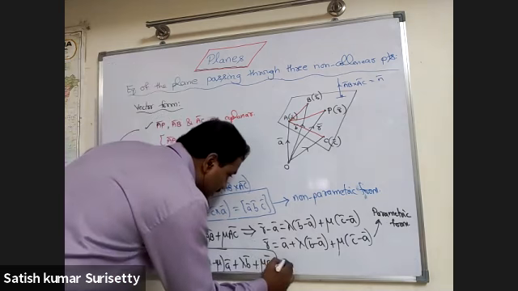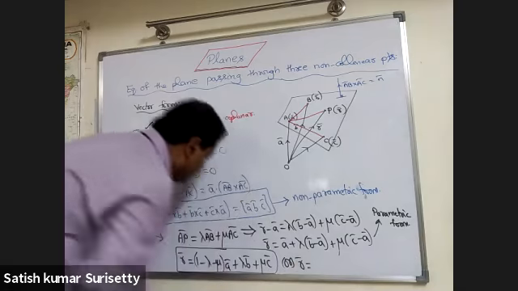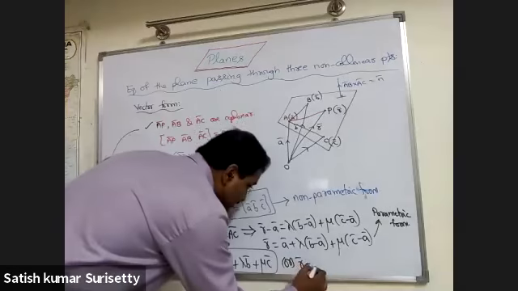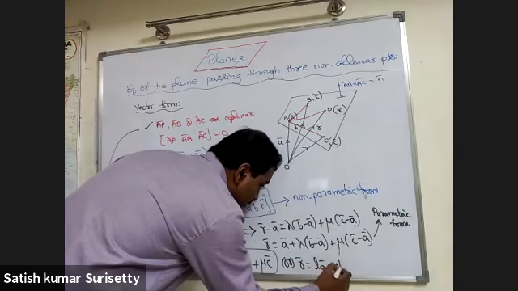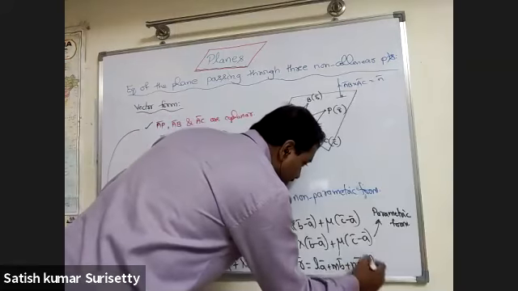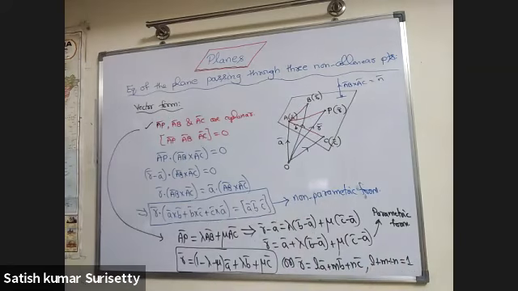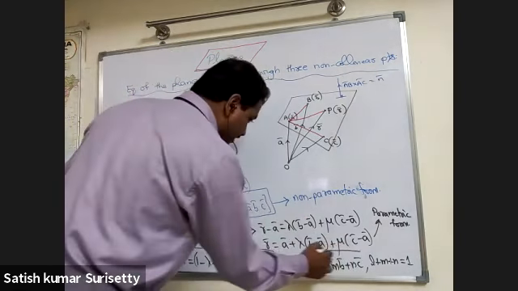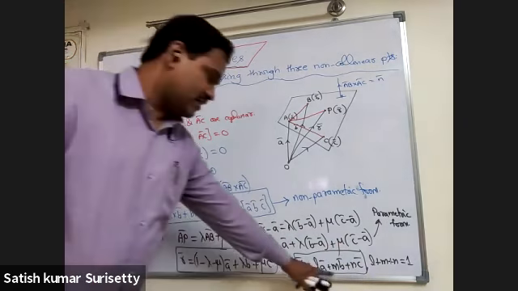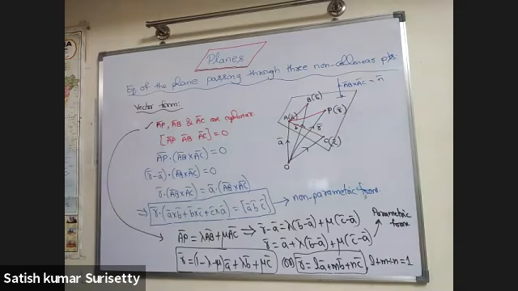Or you can rewrite this in one more form as R bar equals, now 1 minus lambda minus mu is a constant, I can write this as L A bar plus M B bar plus N C bar, where the condition is L plus M plus N equals 1. That means you can remember this also. If any equation is in this form, you can consider that it represents the vector equation of the plane under this condition only, L plus M plus N equals 1.